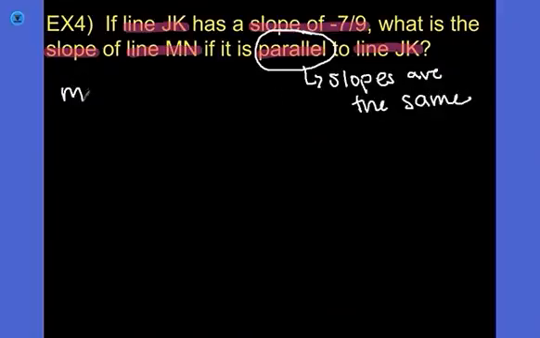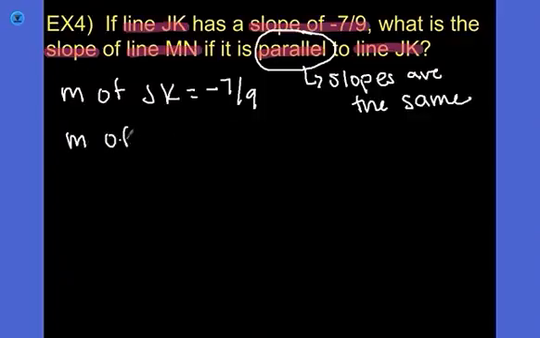So if the slope of JK is equal to negative 7 over 9, and MN is parallel to that, then that means the slope of MN is also negative 7 over 9.